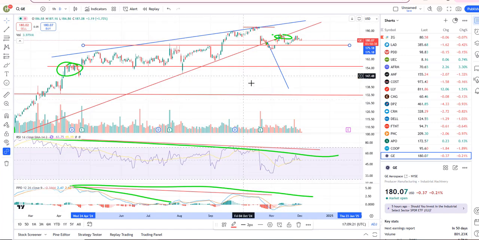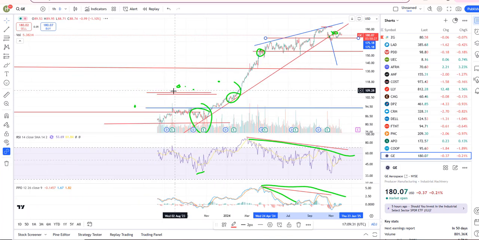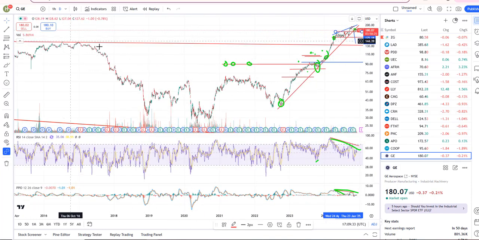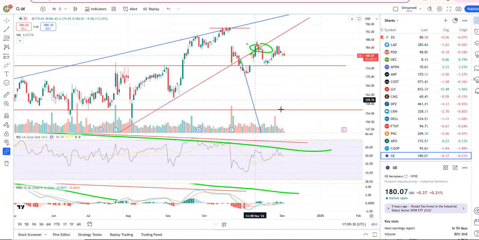And I'm expecting the major target for this one is down here at about 173, or probably get down to 133, because we have a reaction low right there. And I think that's a former high. Yeah, if I go back, that's a former high. So for me, that's the target on GE.